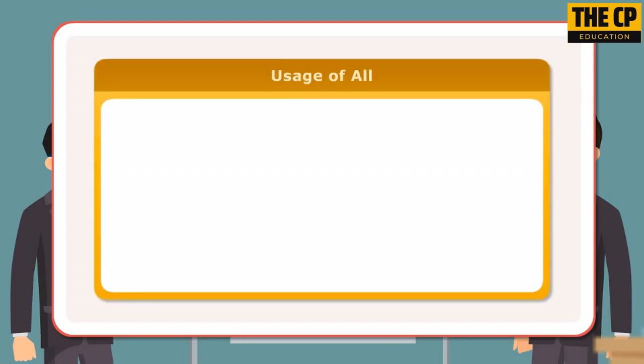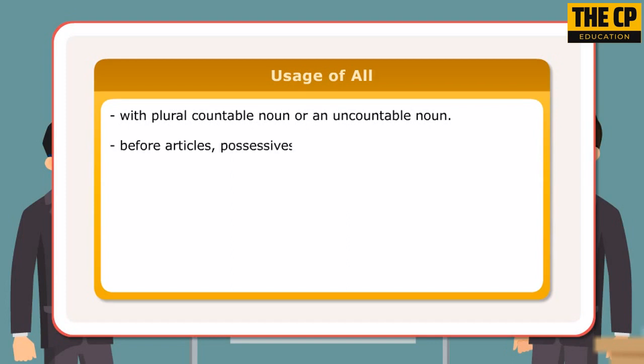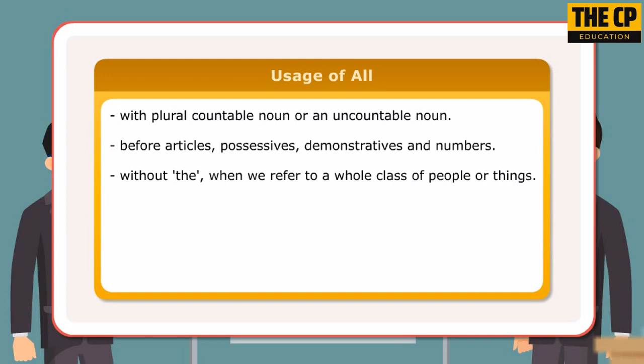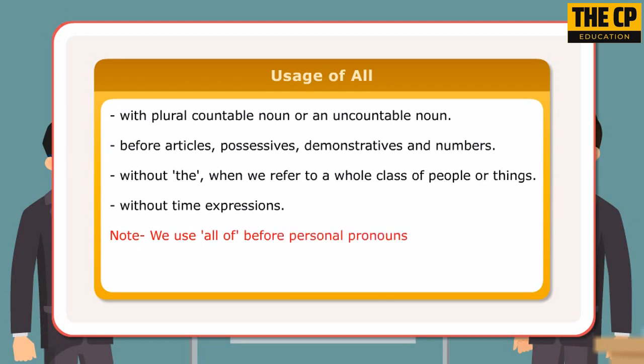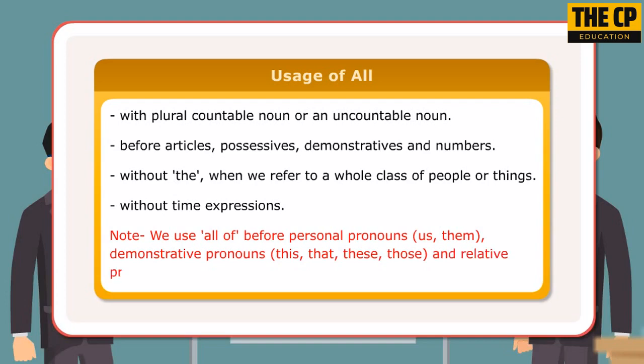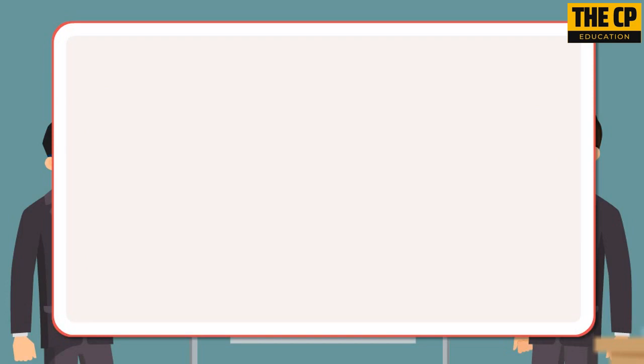Usage of all. We use all with a plural countable noun or an uncountable noun. Before articles, possessives, demonstratives, and numbers. Without the, when we refer to a whole class of people or things. Without time expressions. Note, we use all of before personal pronouns, us, them, demonstrative pronouns, this, that, these, those, and relative pronouns, whom, which. Let us look at a few example sentences.